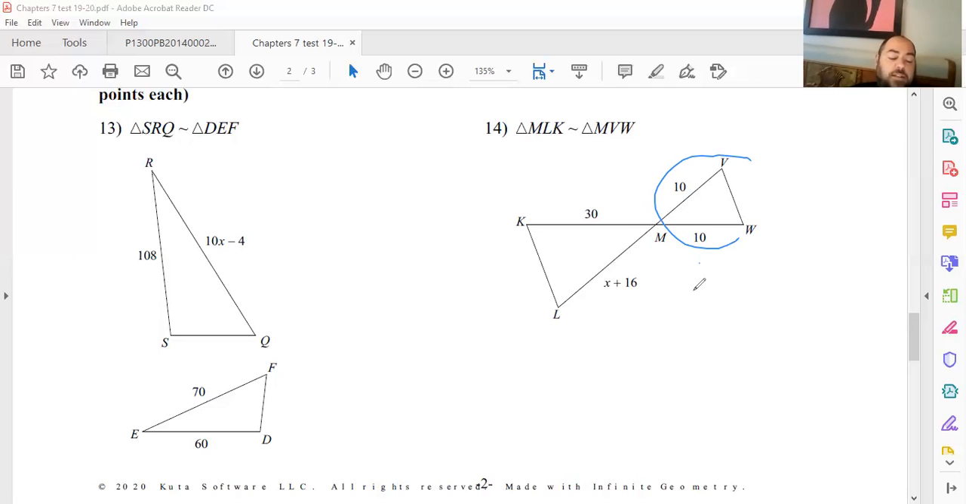So we don't even need to do the proportion because we know that x plus 16 equals 30. So I know the length of this side, just by checking it out, is 30. We subtract 16 from both sides, and we get x equals 14. Easy peasy lemon squeezy.